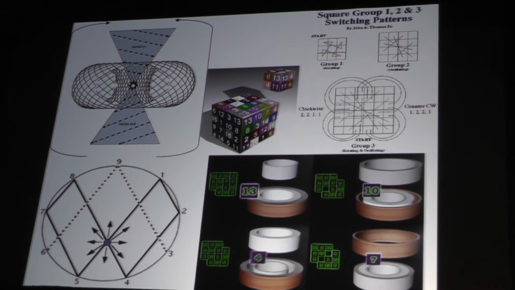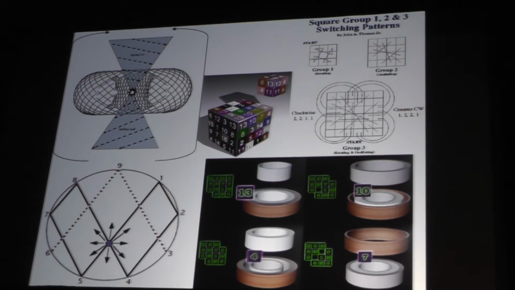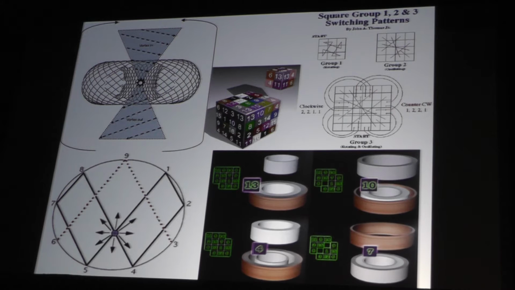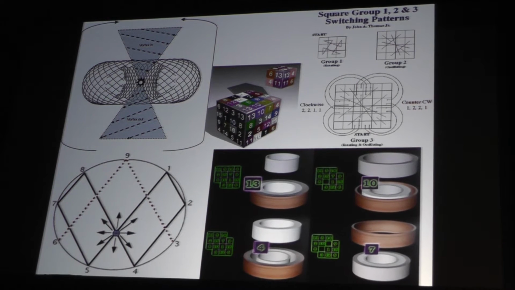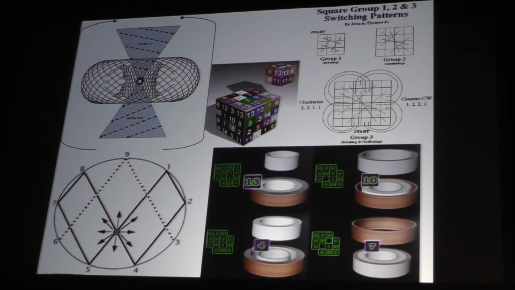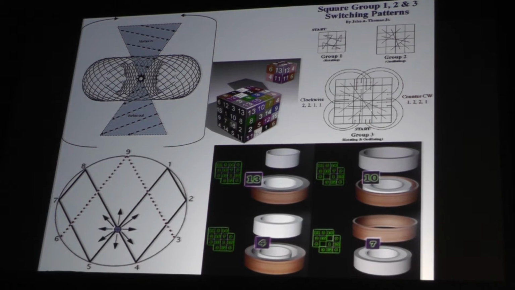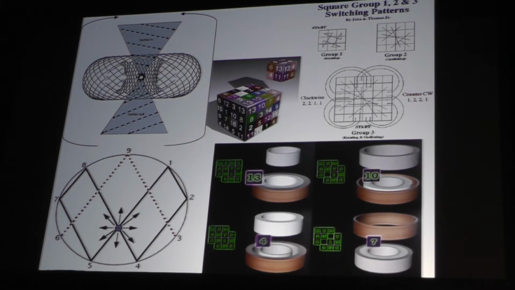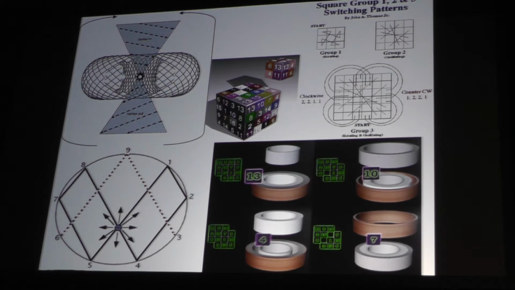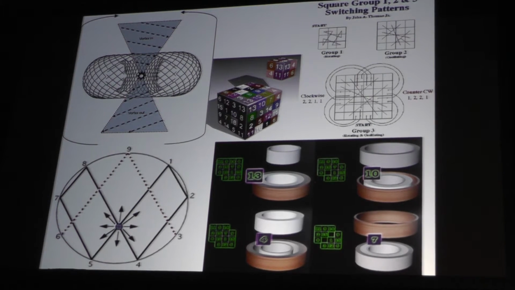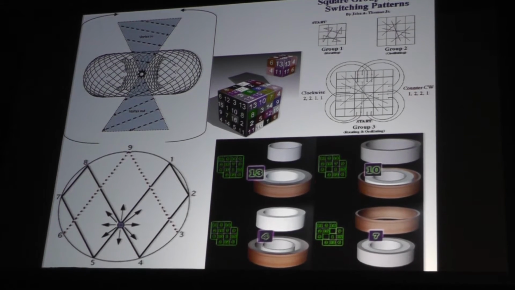So group 2, all even numbers that divide exactly by 4. Group 3, all even numbers that do not divide exactly by 4. So that oscillates except for the center cross, which rotates. And that rotation is essential to understanding what's going on.